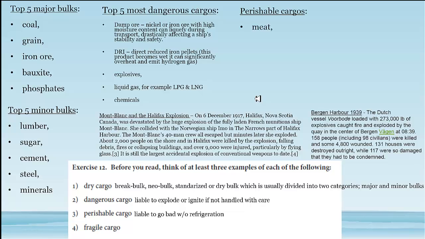So what kind of perishable cargoes? Well, in Norway, we have fish, salmon, other types of fish. You have meat, fruit, vegetables, dairy products, and there's a whole bunch more. But the type of things that you have to keep in the refrigerator, of course, is what we call perishable cargoes. And then our last list here, fragile cargo. Fragile, what does that mean? Well, liable to break if not handled with care.